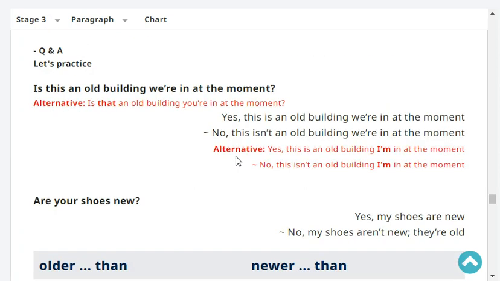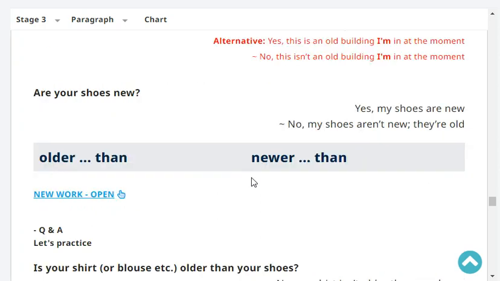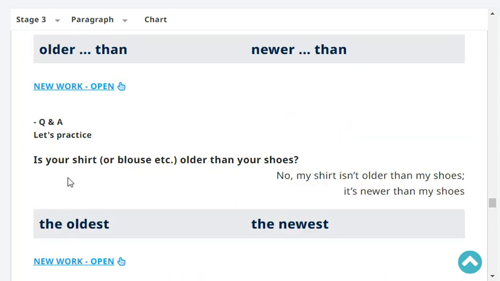Is that an old building you're in at the moment? Yes or no? Yes. This is an old building I'm in at the moment. Are your shoes new? Yes or no? No, my shoes aren't new. They're old. Very good. Next, repeat.